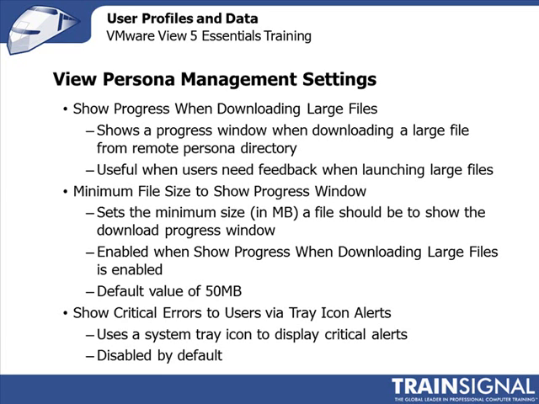When a critical error occurs with the profile being synchronized or copied, you can configure View Persona Management to show the user directly that there is an error via a tray icon alert. By default, this is going to be disabled, so users won't know about any of these critical errors. If you want them to have this information, you'll have to go in and enable this setting. Those are the most important settings for View Persona Management. There are other settings out there, and we'll take a quick look at them during the demonstration portion. But those are the ones that most administrators will need to know about.